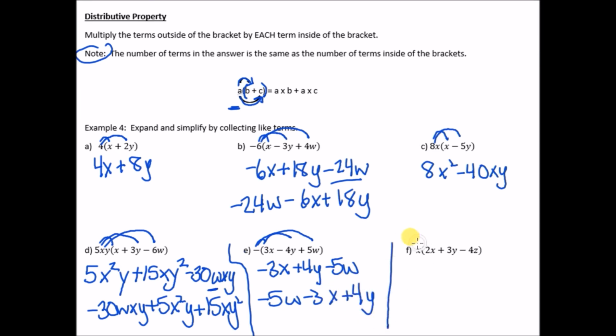Okay, and the last one. X times 2x is 2x squared. X times 3y is 3xy. And x times negative 4z is negative 4xz.